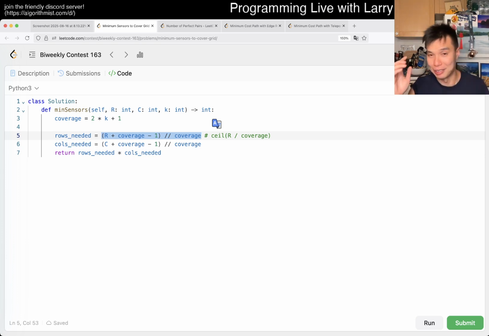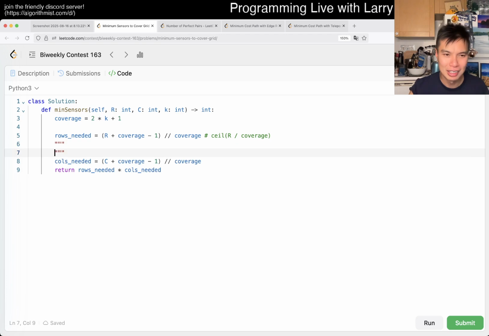it keeps everything in integer, right? I don't have to second guess any rounding. And if you want to prove this, which sometimes people ask me, like, how does this work?